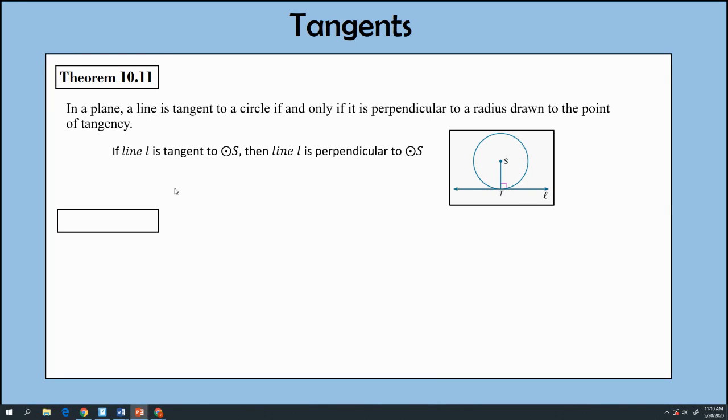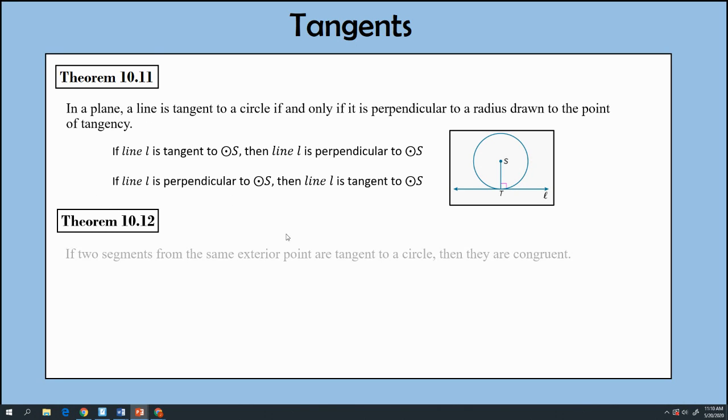Okay, or we could say, oops, got this a little out of order. If line L is perpendicular at the point of tangency, then it has to be tangent. So we can actually do that one in either direction. We're going to work a lot on this: if we draw a radius from the center to the point of tangency, we know that it's a right angle, and that's going to let us solve a lot of problems using some other facts that we've had.